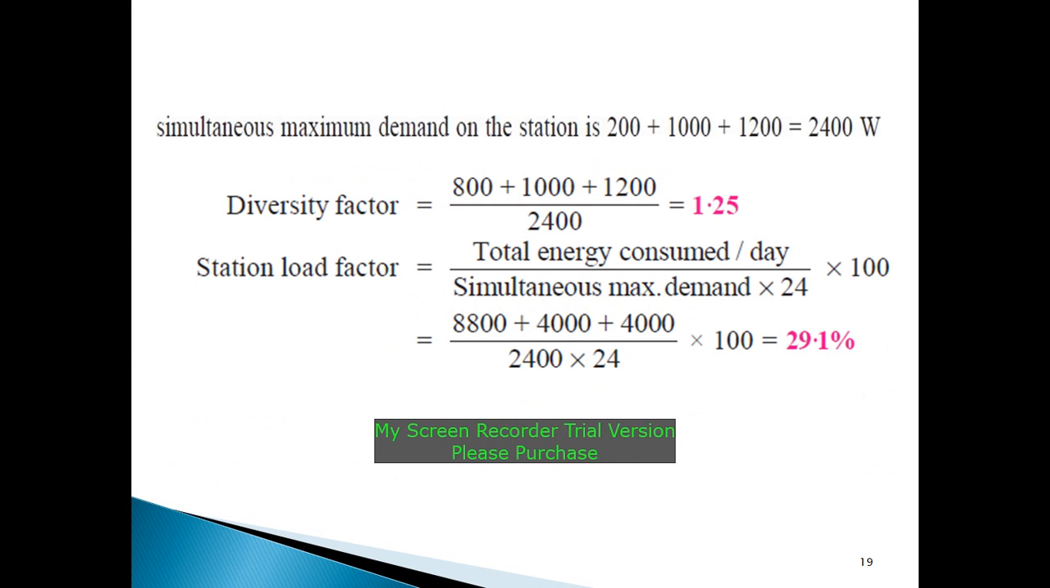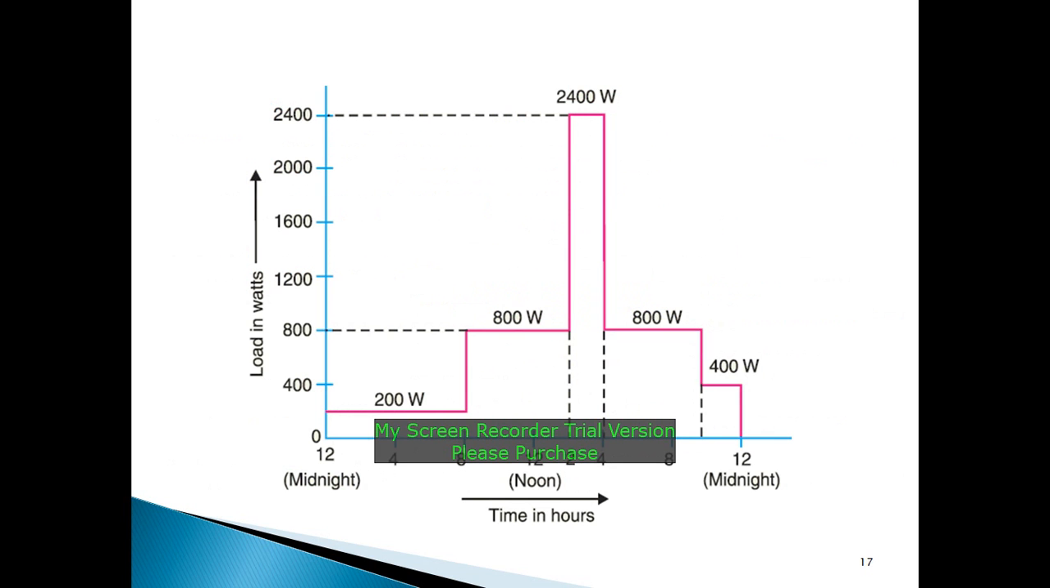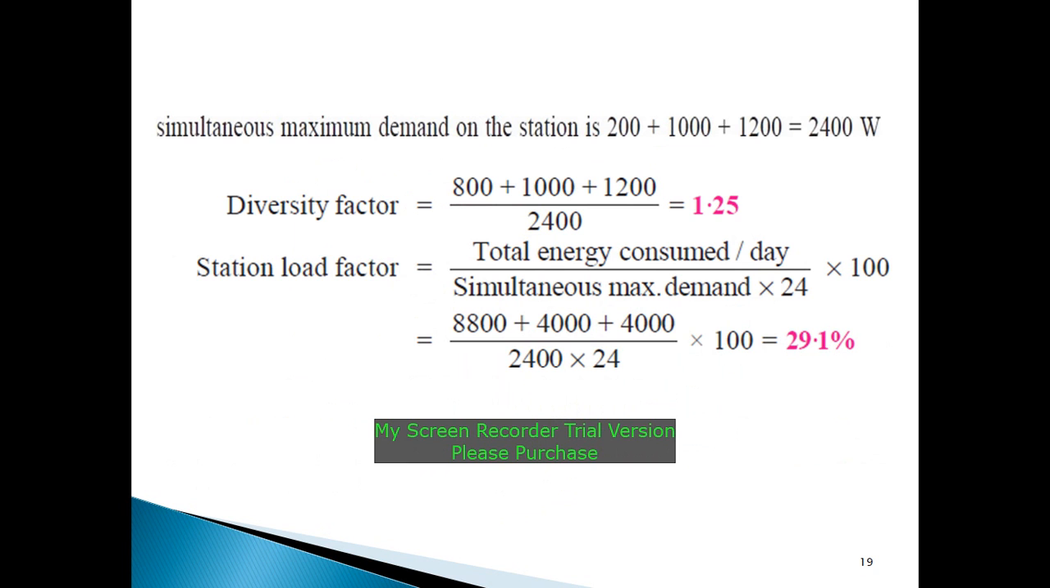And we can calculate the diversity factor for this station. The individual maximum demands are 800 plus 1000 plus 1200, which is about 3000, divided by 2400. This 2400 is the maximum demand of the station. I already told you that this 2400 is from 2 pm to 4 pm, when all the consumers are consuming more power during that particular period. So the maximum demand of the station rises to about 2400 watts.